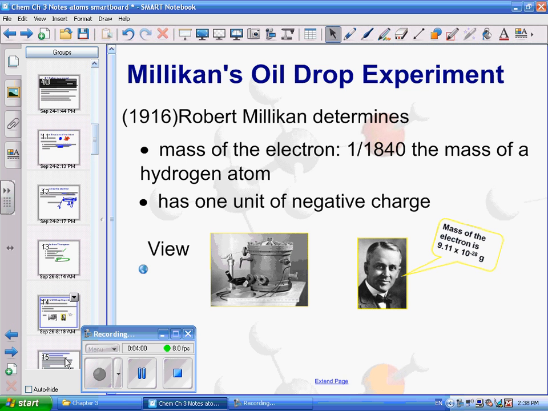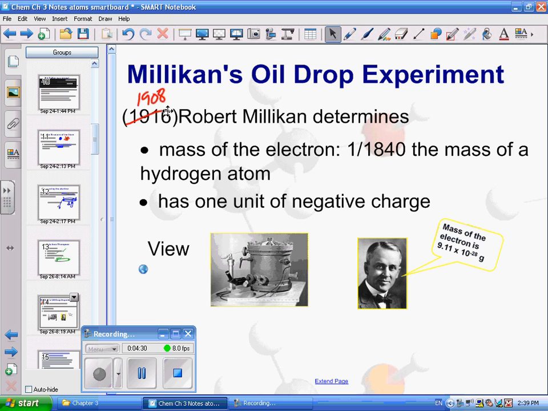How much charge does it have? And that's Millikan's oil drop experiment. And what he basically did, and actually this is about 1908. In 1908, Robert Millikan determined that the mass of the electron was about 1/2000th the mass of a hydrogen atom. Now we compare it to a hydrogen atom because a hydrogen atom is the smallest atom that we know of. And so therefore, the electron is so small, it's 1/2000th, or 2,000 times smaller than the smallest atom we know of.